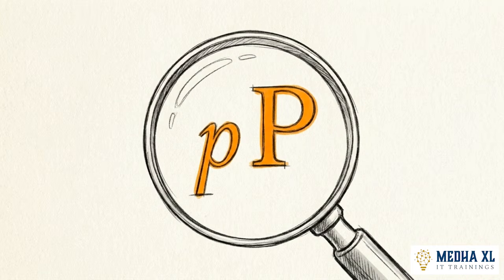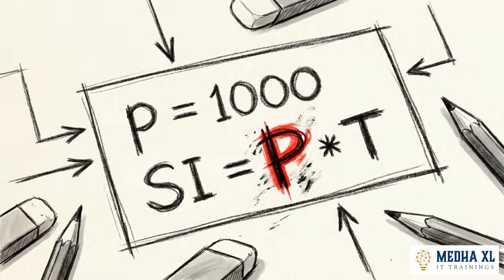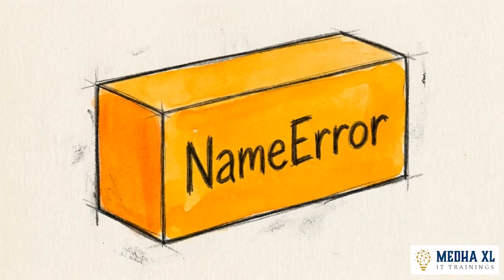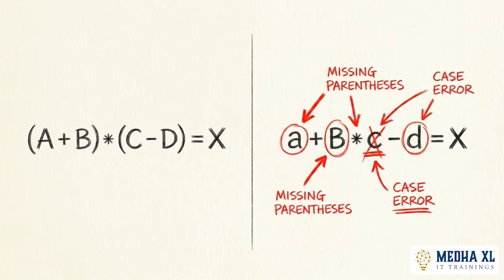As you type this out, watch your capitalization. Python is strictly case-sensitive. If you define a lowercase p for principal, but use a capital P in the formula, you will trigger a name error, because the computer won't recognize the variable. A computer takes your instructions literally. Navigating case sensitivity and order of operations requires absolute precision in how you lay out the code.